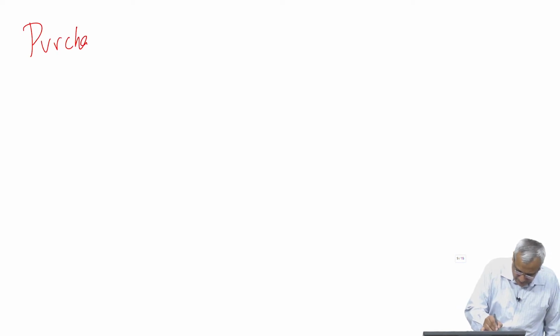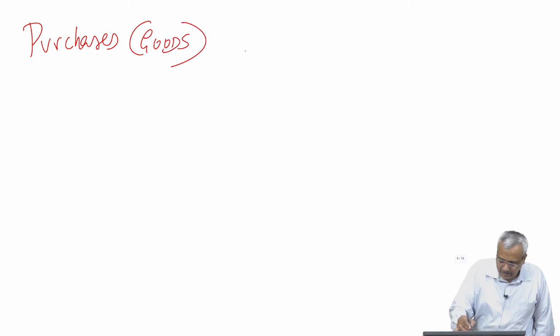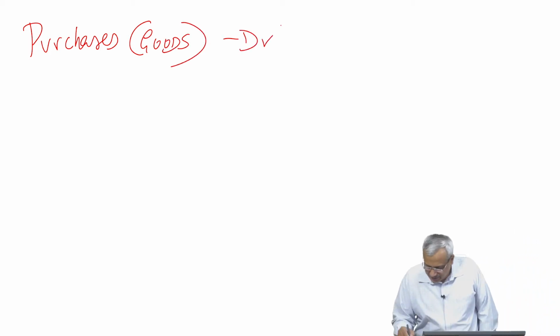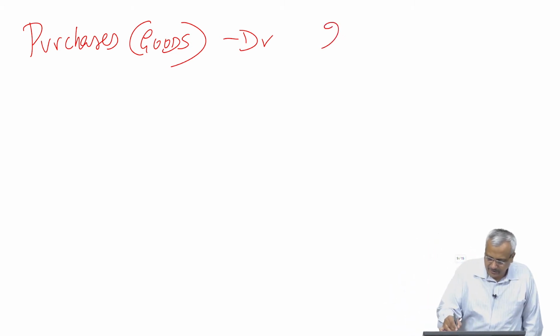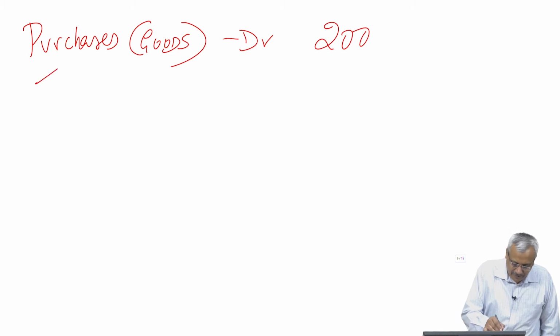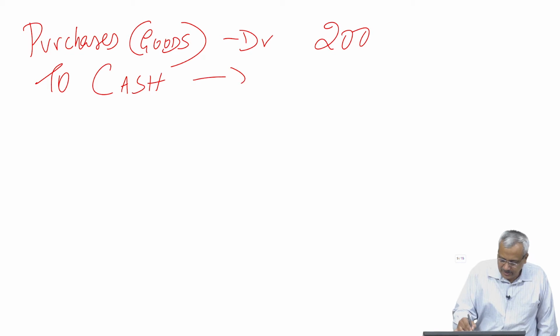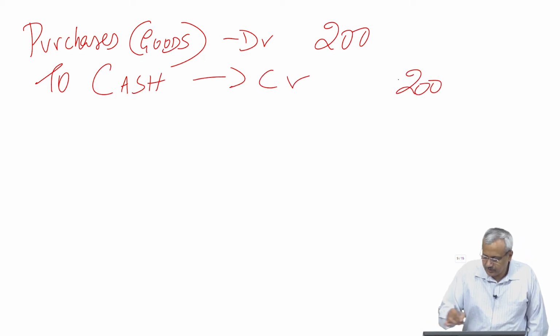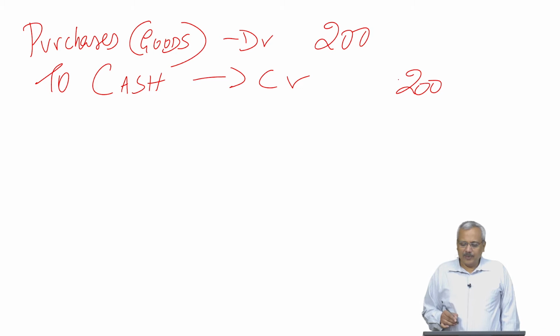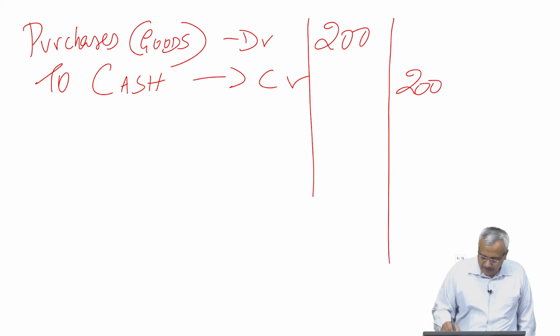One asset coming in, another asset going out. What is the asset that is coming in? Goods is coming in, so goods will be debited to the extent of $200, and debit what comes in, credit what goes out. What is going out? Basically cash is going out in the process. So, cash I credit to the extent of 200.